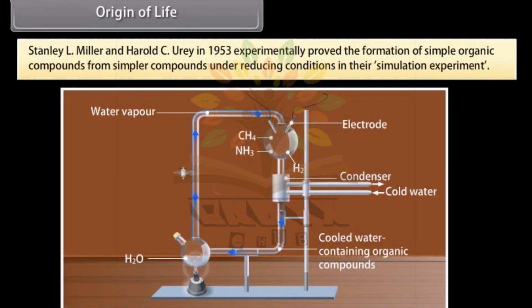Stanley L. Miller and Harold C. Urey in 1953 experimentally proved the formation of simple organic compounds from simpler compounds under reducing conditions in their simulation experiment.